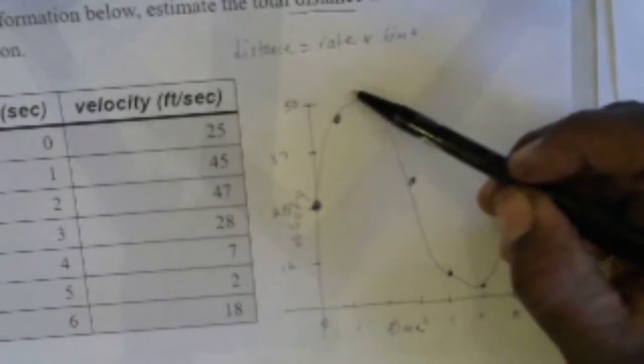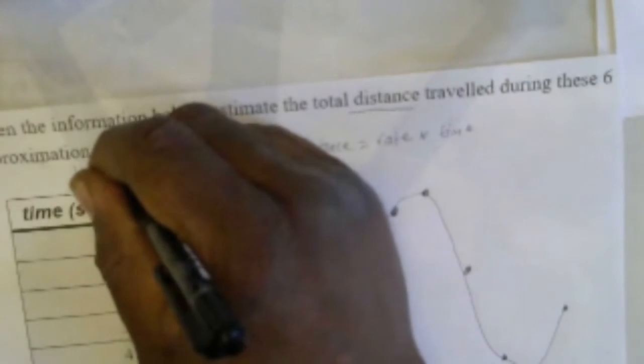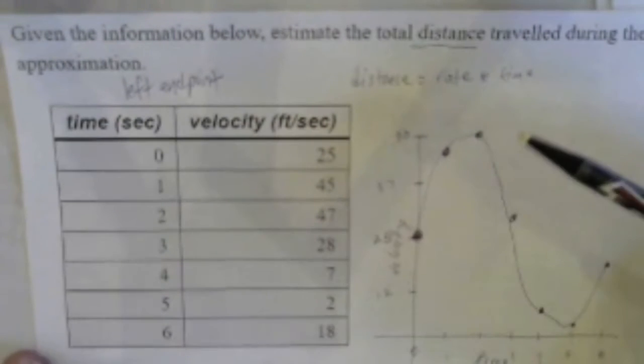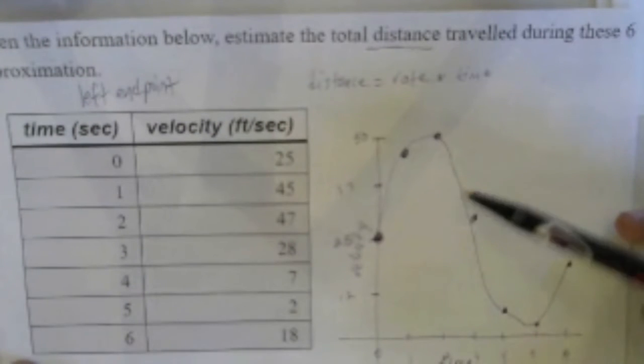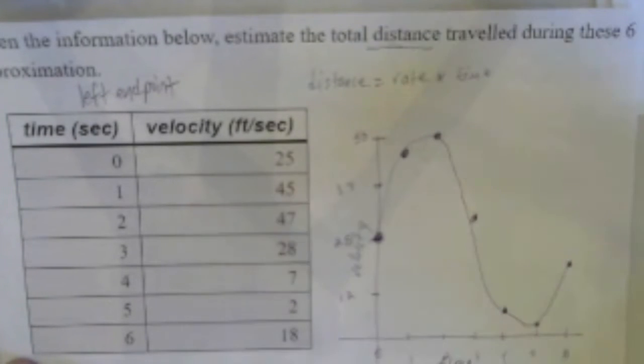Right, so what we're asked to find is we're asked to estimate the distance. All right. So one thing that's not actually given in the directions, we're using the left endpoint. Okay, for whatever reason, part of the question got chopped off. All right, so if we're using the left endpoint, I'm using the leftmost number as the height of my rectangle.